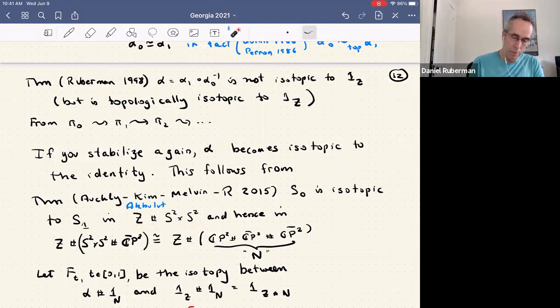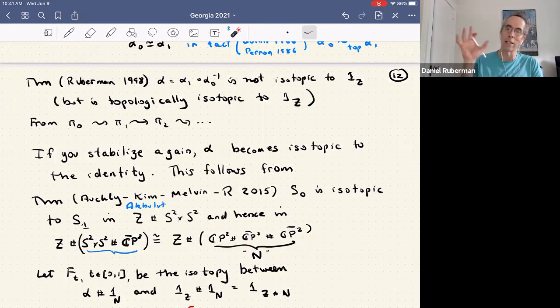But a straightforward observation is that if I take S2 cross S2 and add one more CP2 bar, that's the same thing as adding CP2 and 2 copies of CP2 bar, which was this manifold N.